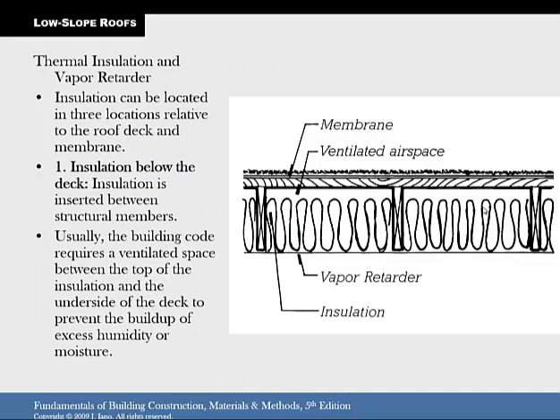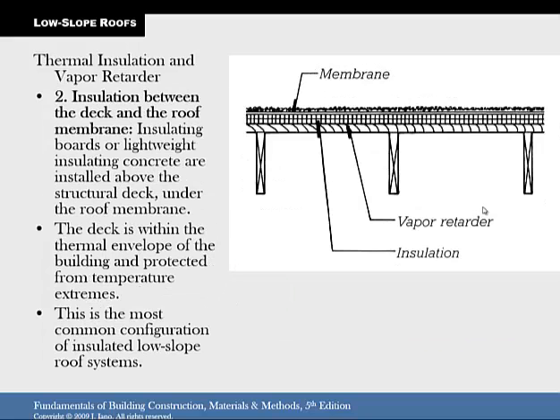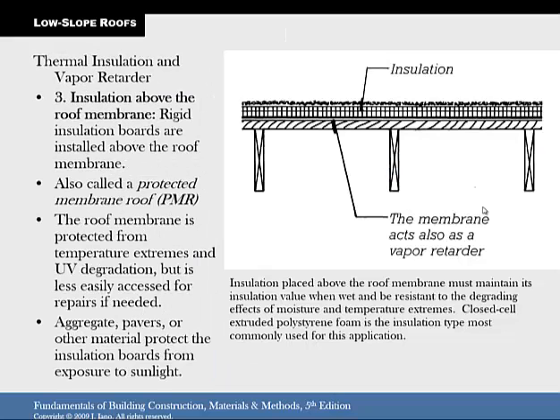Okay, so there's one, insulation below the deck, like you said, and it has to have the air gap. And then above the roof deck. And then insulation between the roof deck and the membrane. Okay. So that's just right on top of the wood. And then the third one is above the roof membrane, and that helps to protect the roof membrane.